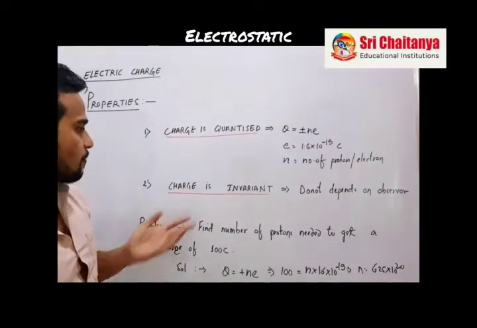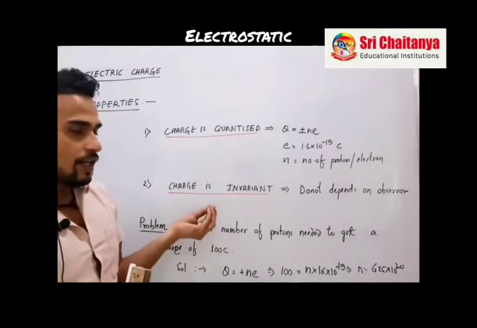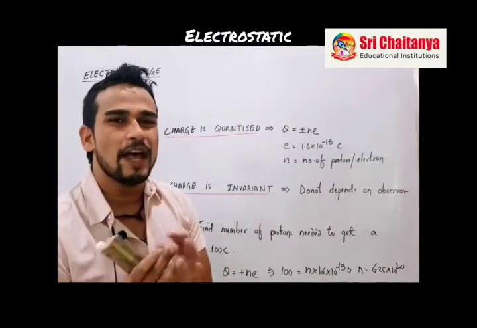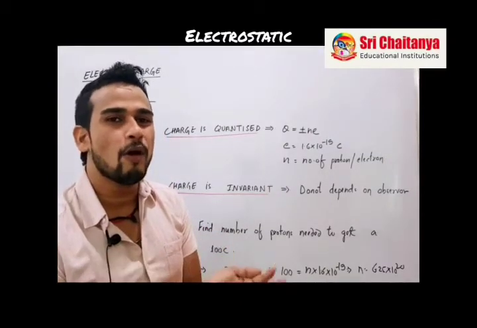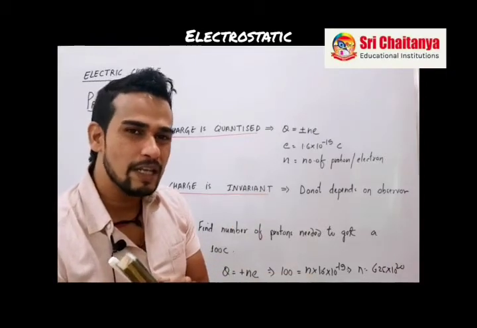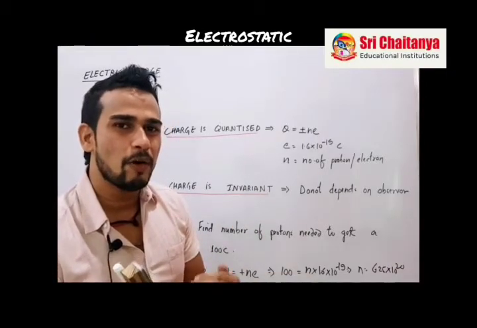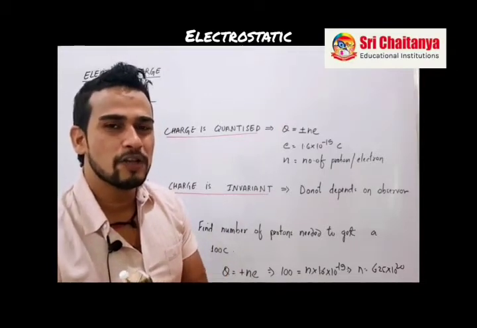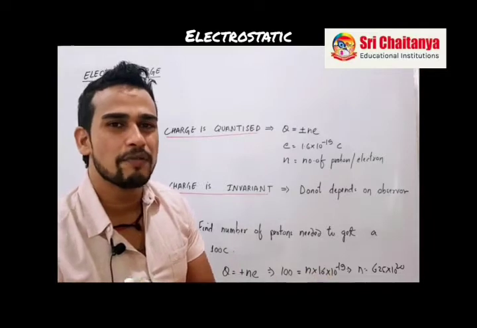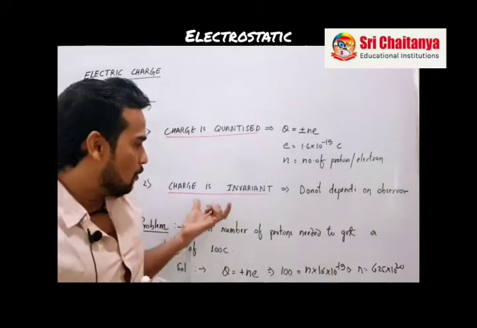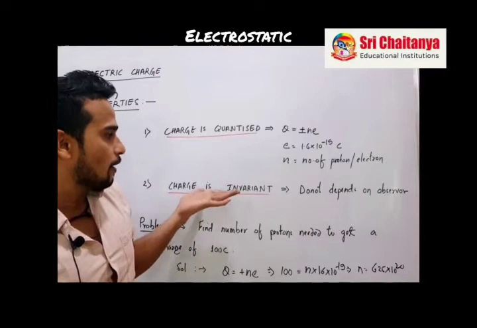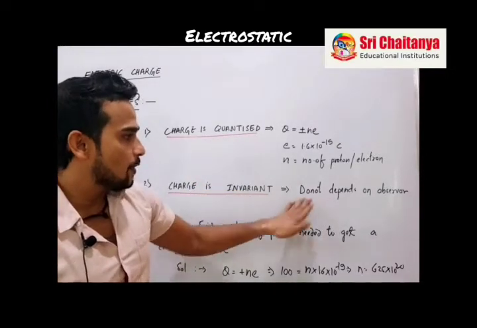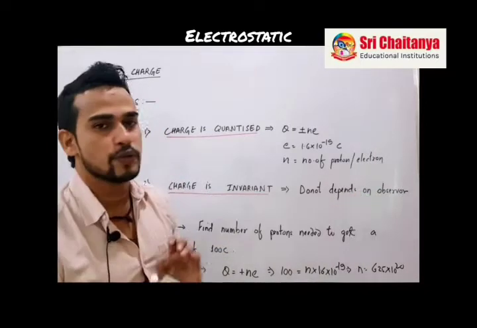Now let's move to the next important property. Charge is invariant. What is the meaning of invariant? It means charge will not vary. That means charge will not depend on the observer. Whether your observer is in an inertial frame, or in a non-inertial frame, whether your observer is at rest, or moving, or flying, it doesn't matter. The value of charge that a body has will always be fixed. That is the meaning: charge is invariant. That means it does not depend on the observer.